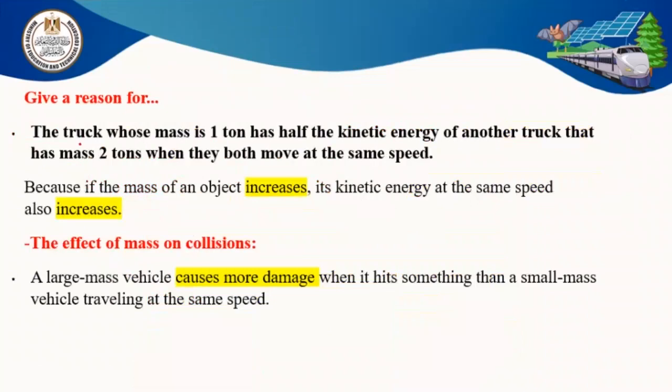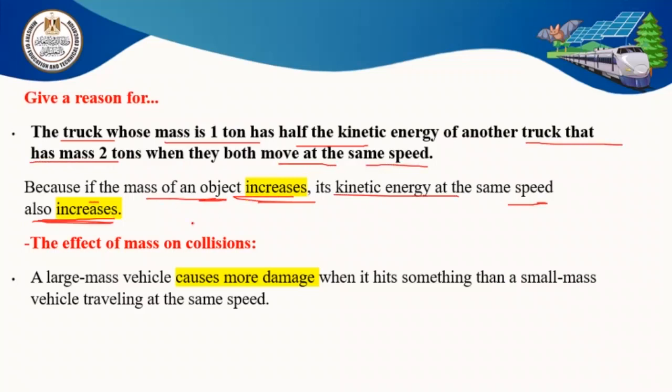Give reason: a truck whose mass is 1 ton has half the kinetic energy of another truck that has a mass of 2 tons when they both move at the same speed. Why? Because if the mass of the object increases, its kinetic energy at the same speed also increases. So by increasing the mass, the kinetic energy increases.